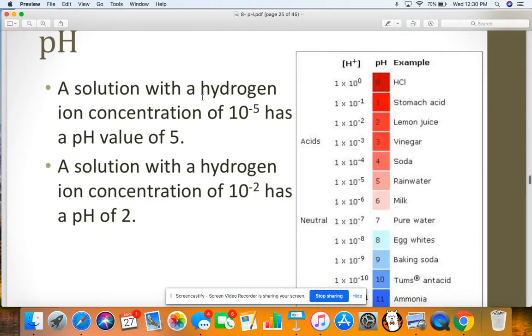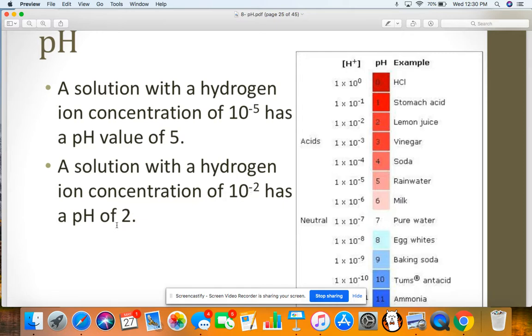So a solution with a hydrogen ion concentration of 10 to the negative 5 actually has a pH value of 5. So we just get rid of that 10 to the negative 5 part and we just call it 5. Compared to a solution that has a concentration of 10 to the negative 2, again, we just get rid of that 10, we get rid of that negative, and we just call that 2.